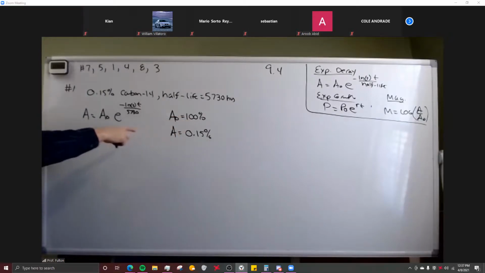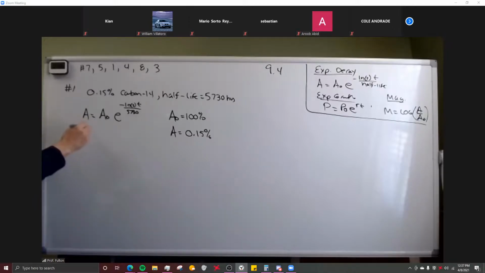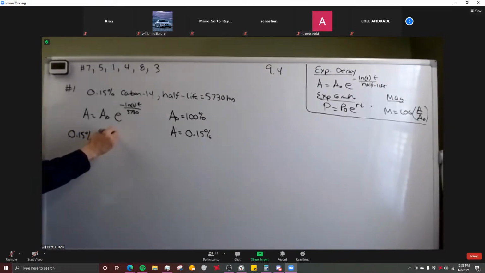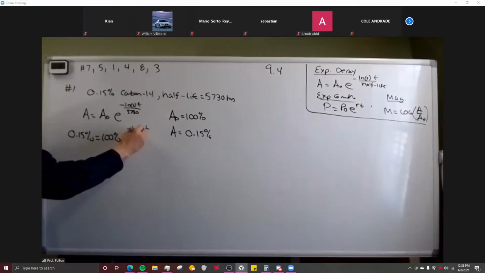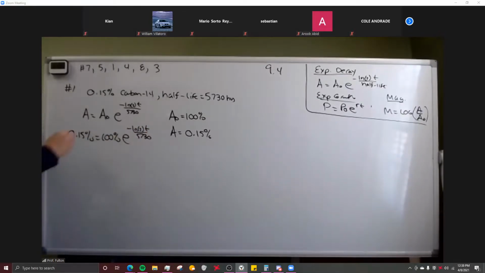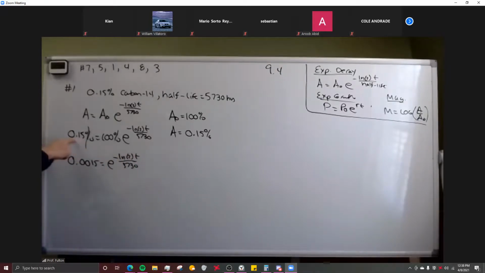So over here, I can simply write my A0 is 100%, so I get 0.15% is 100% times e to the minus the natural log of 2 times t over 5,730. Okay, let's figure out the percentages right away. Simply divide both sides by 100. I get 0.0015 is equal to e to the minus natural log of 2 times t over 5,730. I just divided both sides by 100.